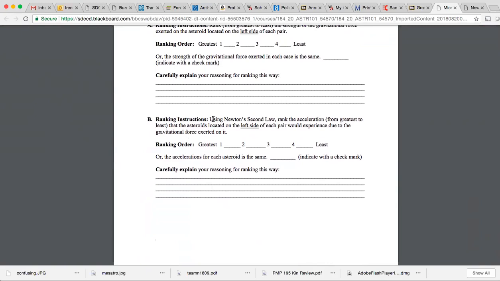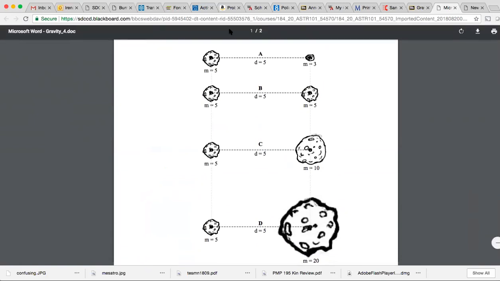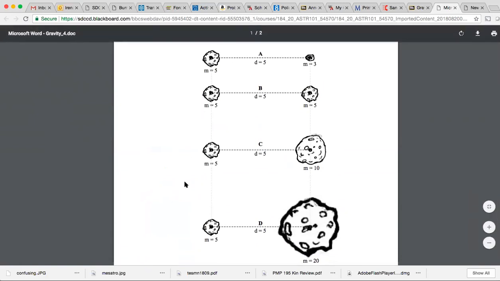Good. And then it's asking you something else over here. Using Newton's second law, which tells you how objects respond to a force, the more mass they have, the less they will respond to the force, the less they will be accelerated. So rank the acceleration that the asteroids located on the left side of each pair would experience. So again, you're looking at these 4 asteroids on the left side of these pairs.